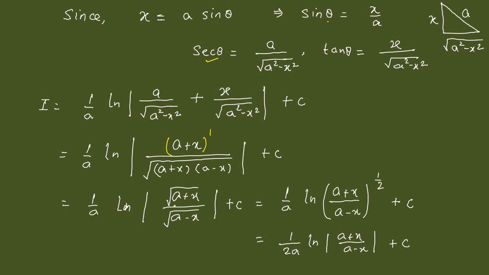So from there we can write this in this form, ln square root of a plus x divided by square root of a minus x, and so we can write it in this form also by taking the entire power as 1 by 2, and after using the property of log you can take this half in front and you can get the final result we had to find.